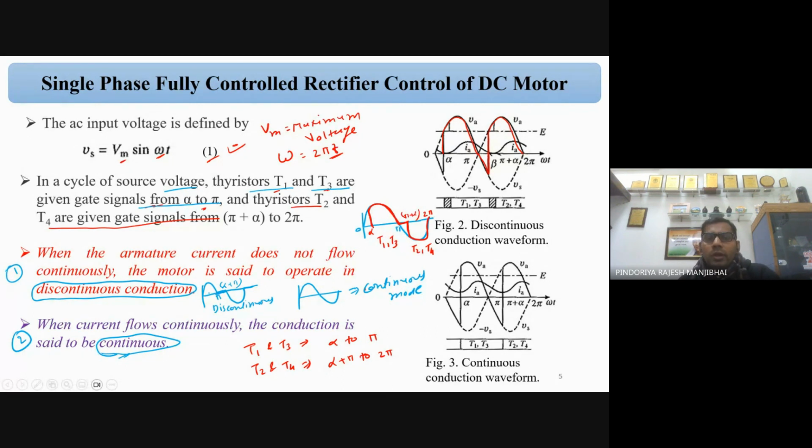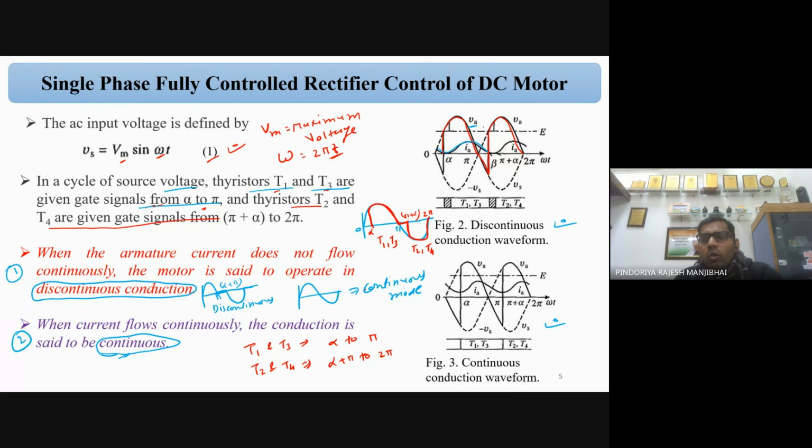Okay, so every controller has two modes, that is continuous mode and discontinuous mode. Continuous mode means current is flowing continuously, there is no disconnection, and discontinuous mode means current is not flowing continuously. So you can see figure 2, that is a discontinuous mode, and figure 1, that is a continuous mode. Okay, so this is the Va voltage, that is the supply voltage, and this is the corresponding current. Okay, and this is the negative direction, because the input supply is positive.